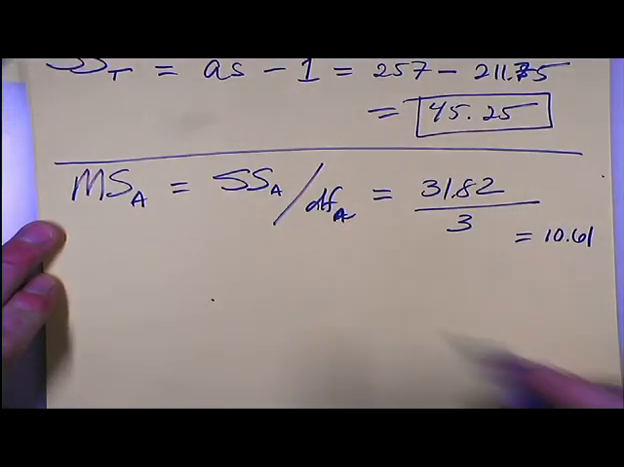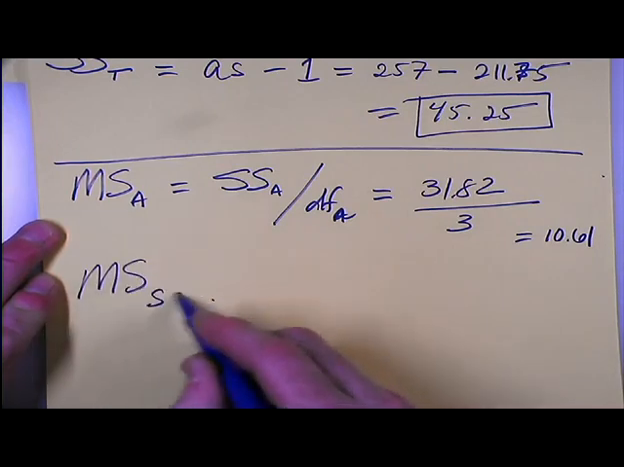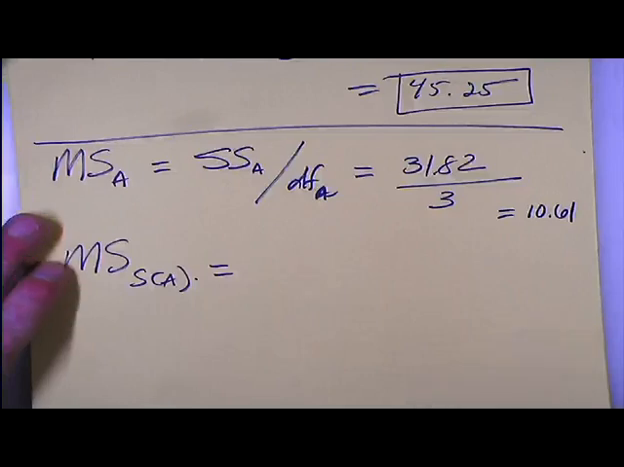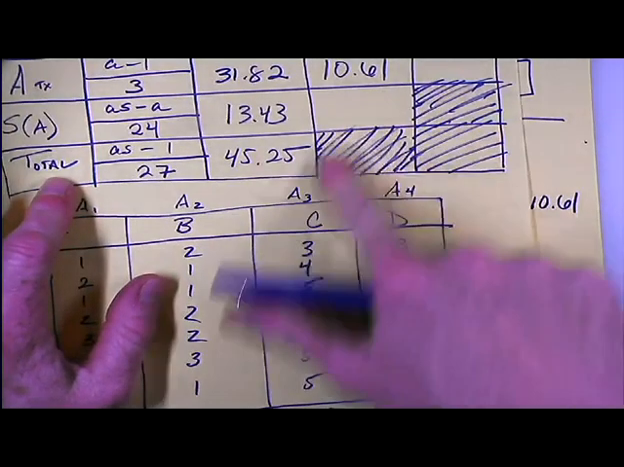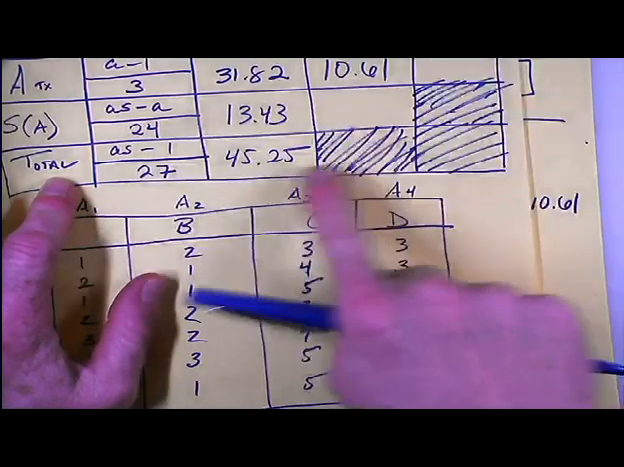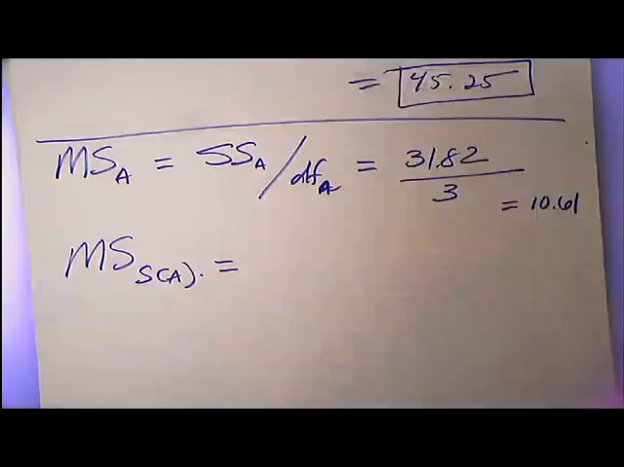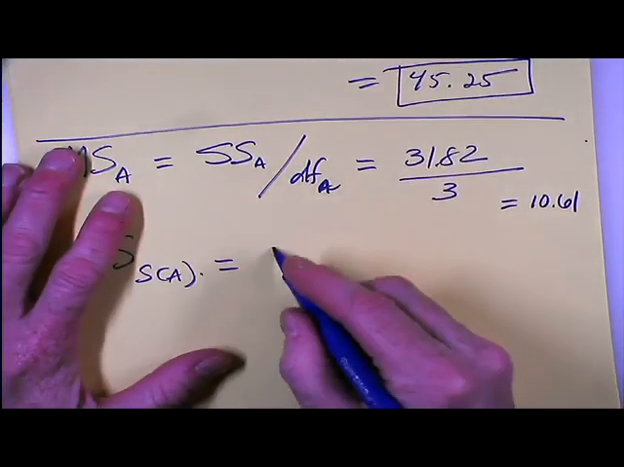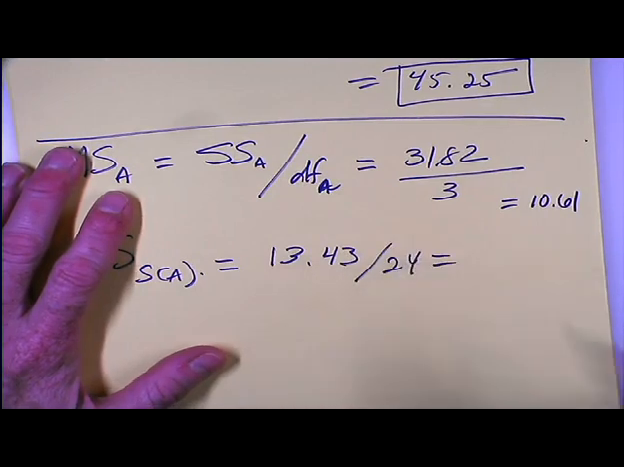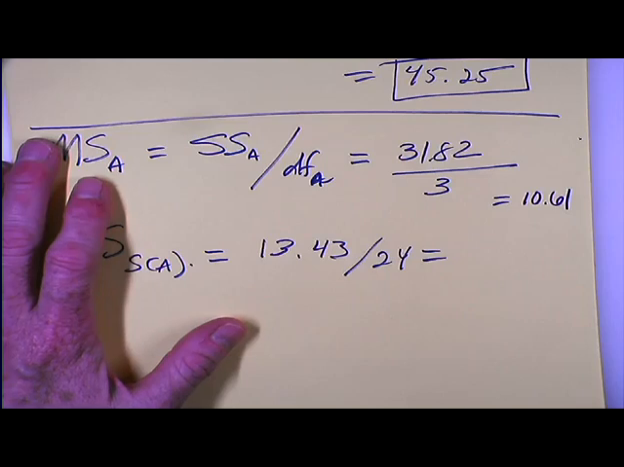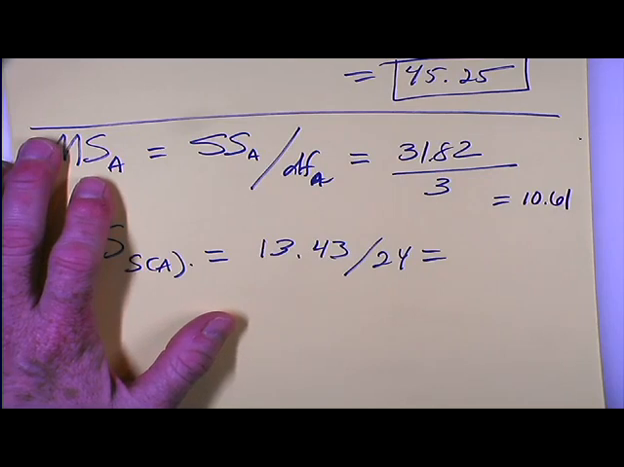And then we need our mean squares for subjects nested in A. And notice this is shaded, and these will be shaded for you in your test or whatever, and then in the analysis of variance printout, they're just not there. So it is 13.43 divided by 24 equals 0.5595. So let's go 0.56.